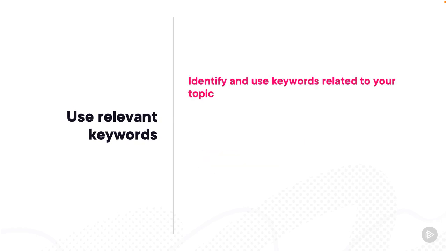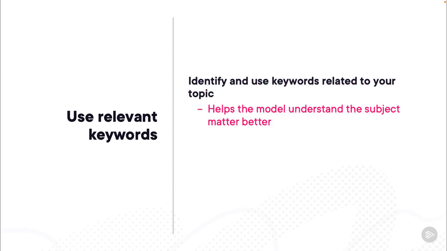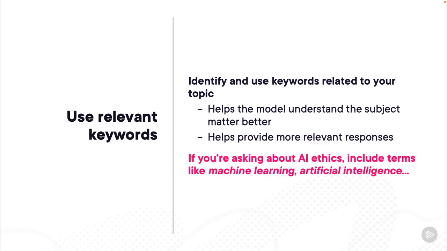And identify and use keywords related to your topic, which helps the model understand the subject matter better. It helps provide more relevant responses. For example, if you're asking about AI ethics, include terms like machine learning, artificial intelligence, and similar.